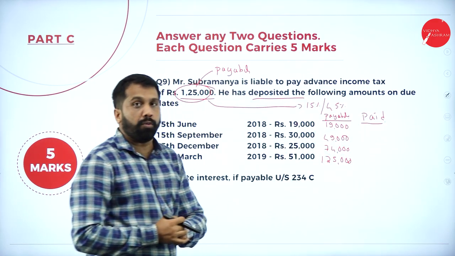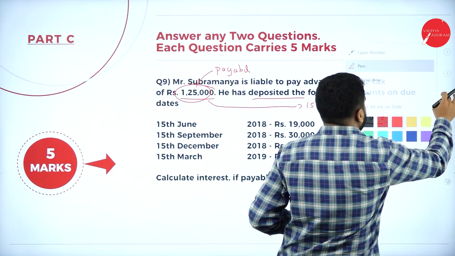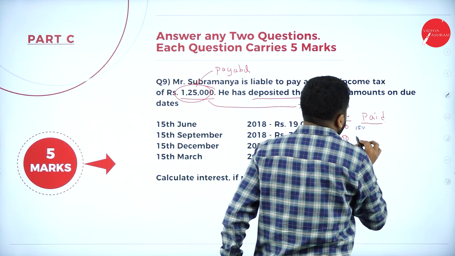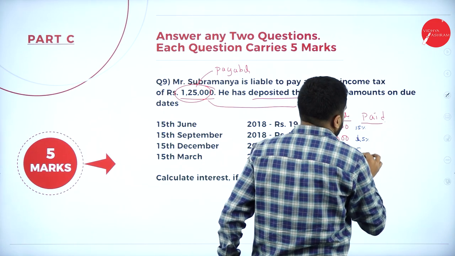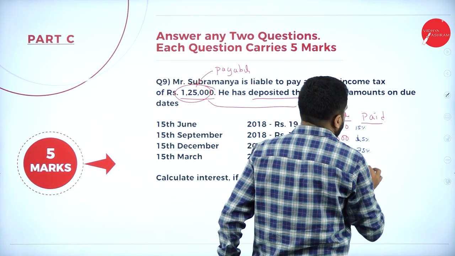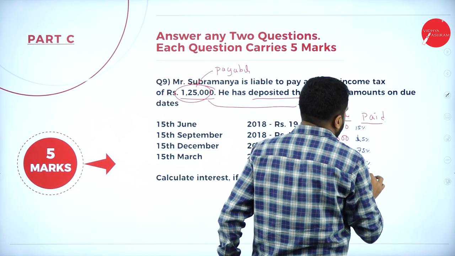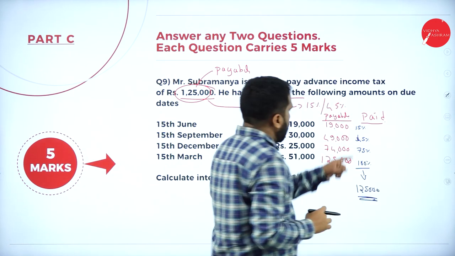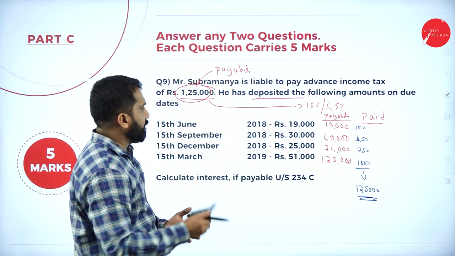Paid is how much? I'll show you the calculation. How to calculate paid: this is 15%, 45%, 75% and 100%. It is all on what? 1,25,000. All the percentages we should calculate on 1,25,000. I'll calculate the first one.